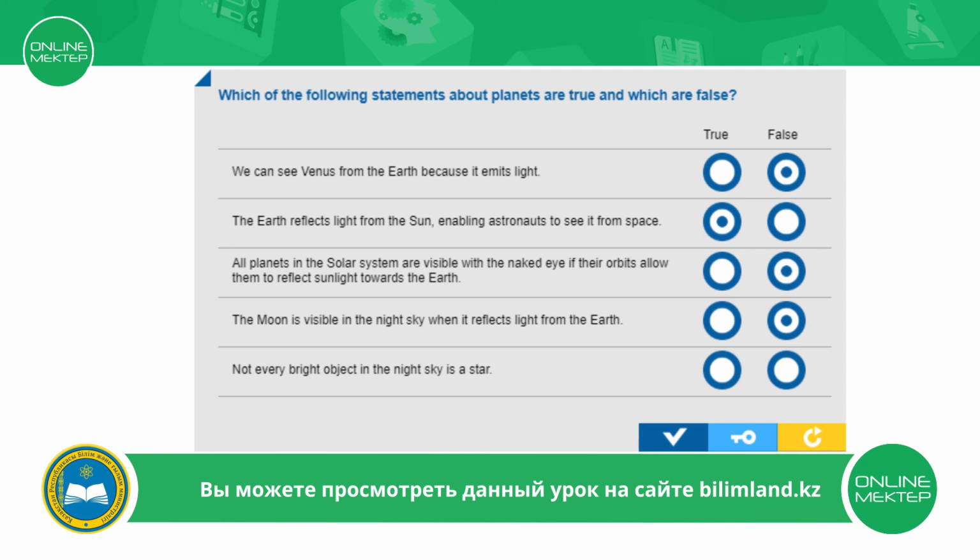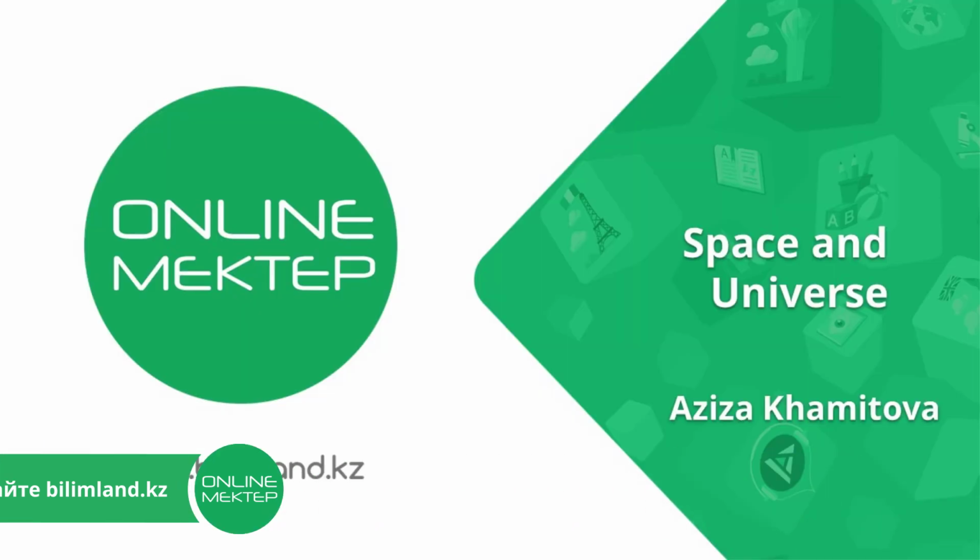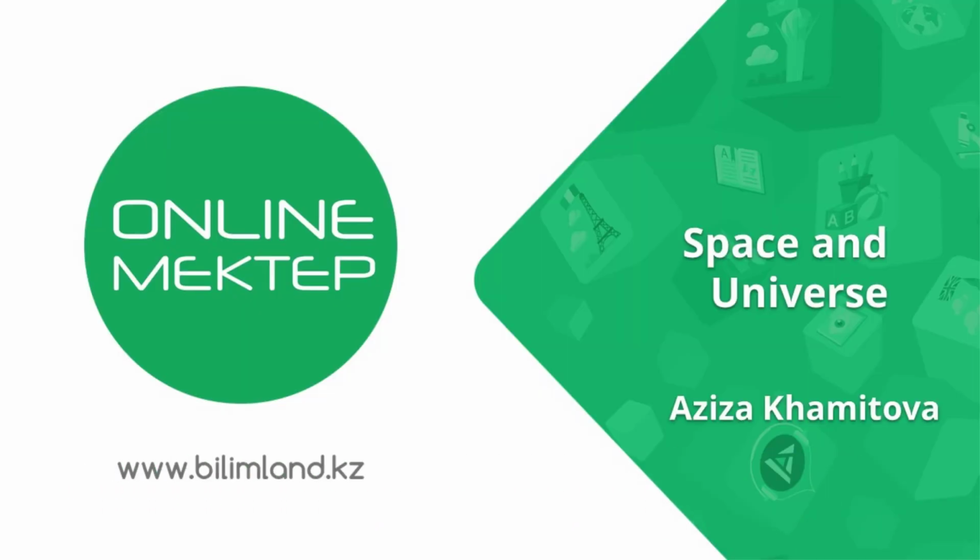And the last one. Not every bright object in the sky is a star. This is true. Well done. This is the end of our lesson. Today, we have learned a lot of information about solar system, stars, and other objects from the space.